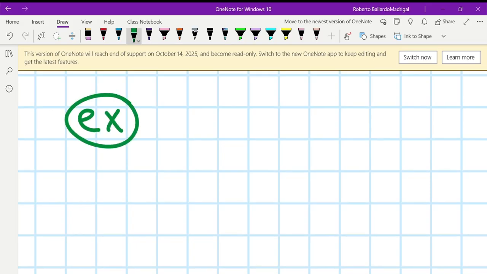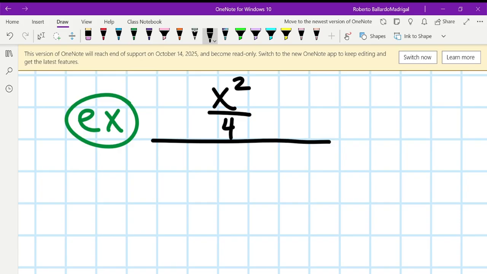So now let's throw in some variables. Here is your example, x squared over 4, divided by 3 over 2x minus x over 9. Okay, so now things just got very complicated.